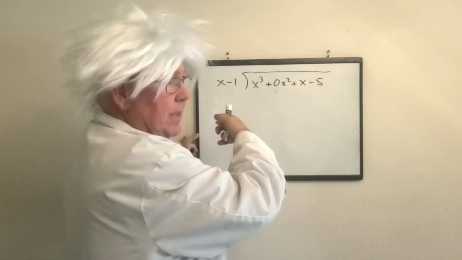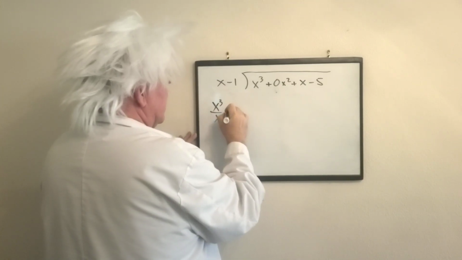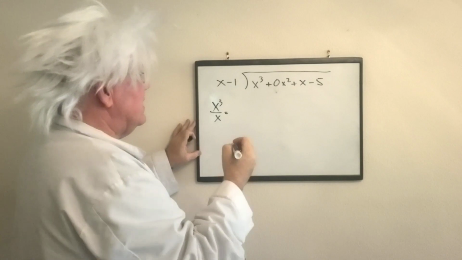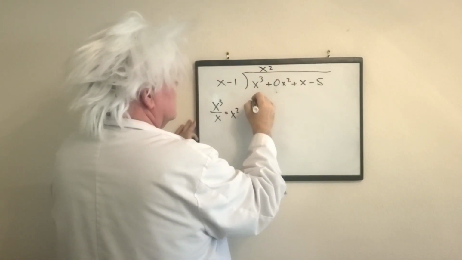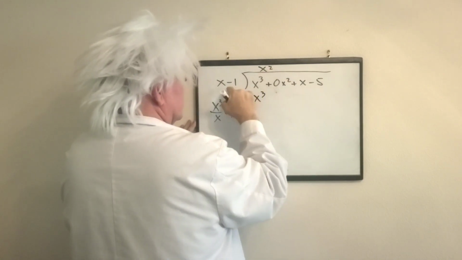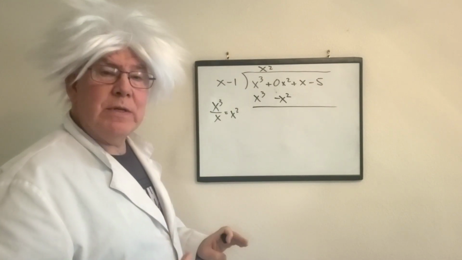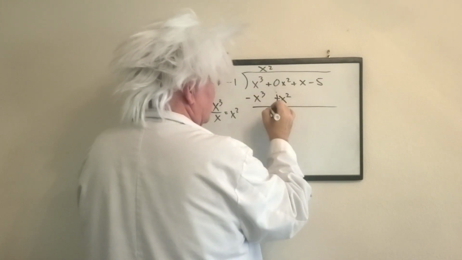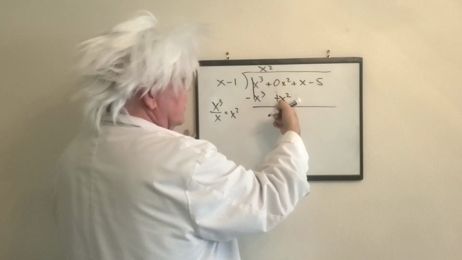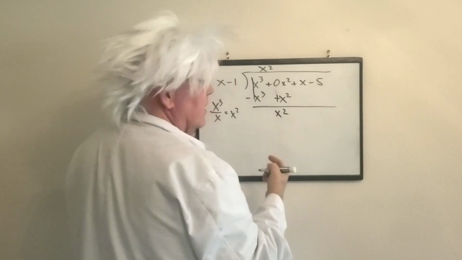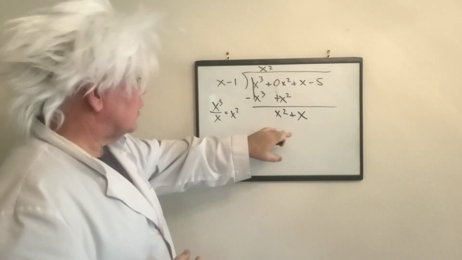Now, you do the same thing we did. How many times does x go into x cubed? And x cubed over x is x squared. So x squared times x is x cubed. x squared times -1 is negative x squared. But before we combine, what do we do? We change the sign. So we change this sign and this sign. All right? Now, that goes away. 0 plus x squared is x squared. What am I going to do? I'm going to bring down plus x.